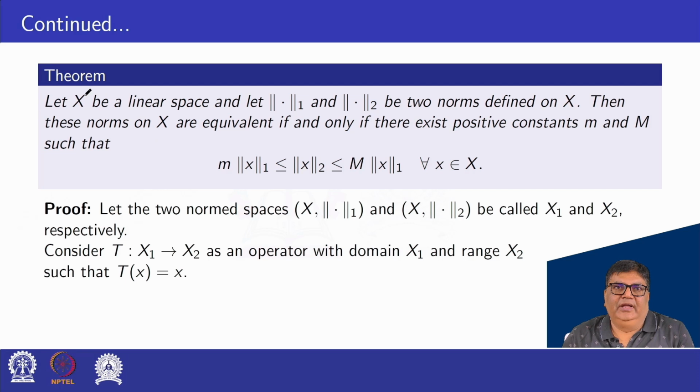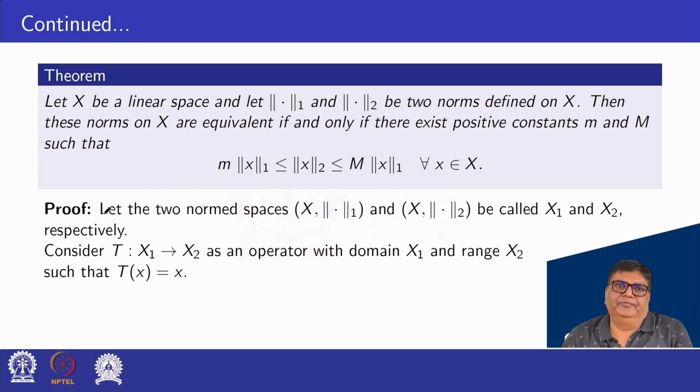Theorem. Let X be a linear space and let norm 1 and norm 2 be two norms defined on X. Then these norms on X are equivalent if and only if there exist positive constants small m and capital M such that m norm x_1 is less than or equal to norm x_2 is less than or equal to M norm x_1 for all x belonging to X.